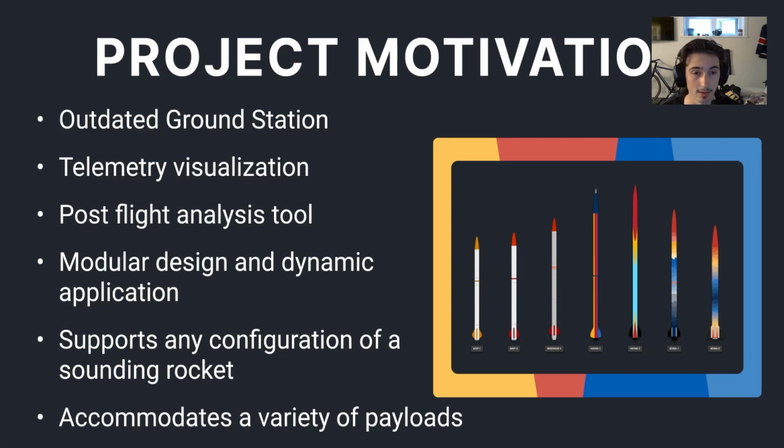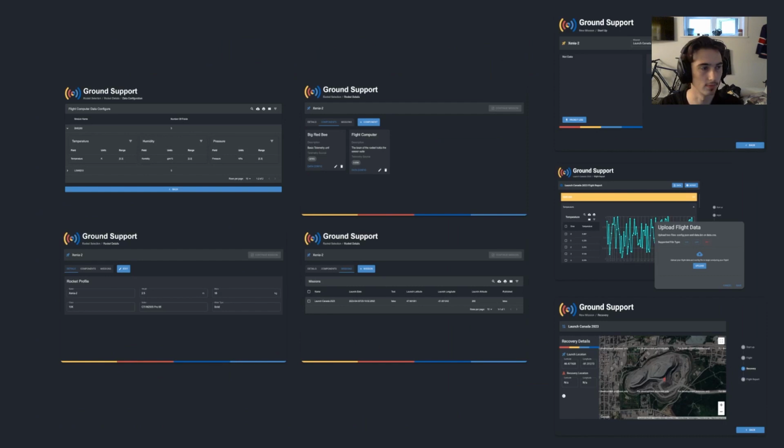So what it is: a telemetry visualization tool, a trajectory analysis tool, and a post-flight analysis tool. It's designed to be modular and dynamic. What that means is you put in a rocket, or you can have a different rocket with different payloads and different things, and you can configure it however you want. That's how ground station is made, which allows for that.